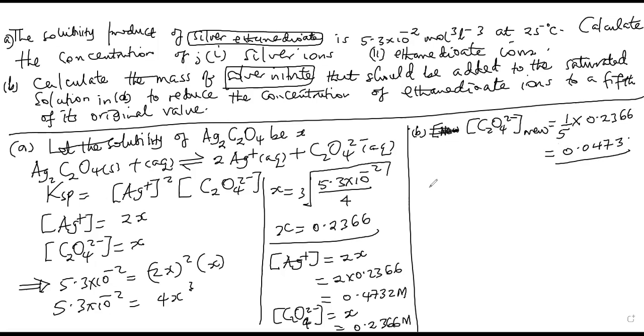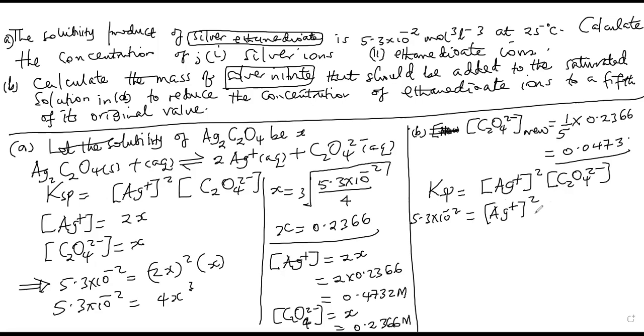It implies that our new KSP value is going to be equal to the concentration of silver squared times the concentration of oxalate ion. So substitute: KSP is 5.3 × 10^-2, equal to silver ion squared. We don't know it, but oxalate, we have gotten it, 0.0473. So first get the silver ion concentration.